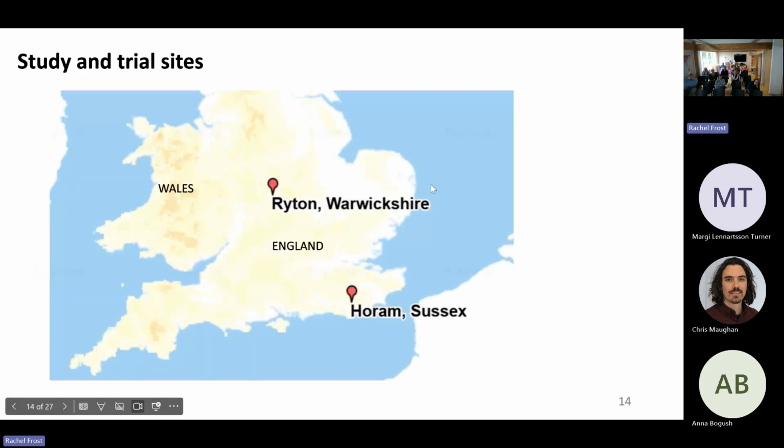So to test these hypotheses, I set up two trials, one here at sunny Ryton and another down in Horham in Sussex. So I studied mature trees at Ryton and in Sussex to have a look at what was going on in the soil and whether that was affecting Ashdown. And I also set up pot trials at the two sites and a field trial.